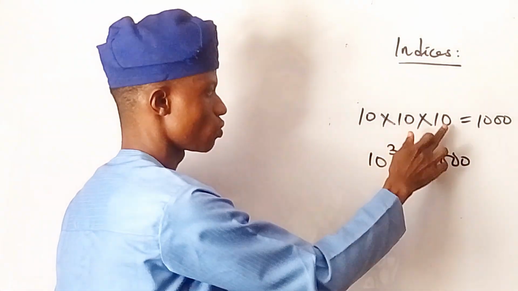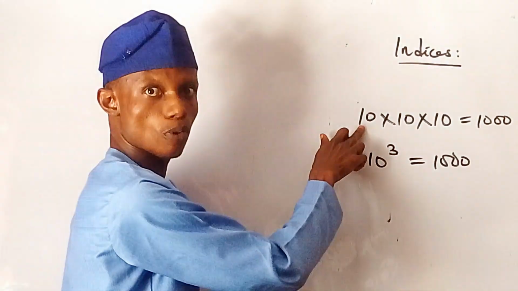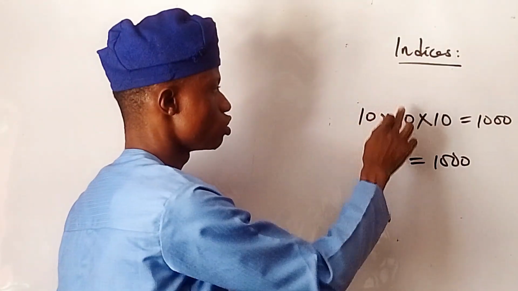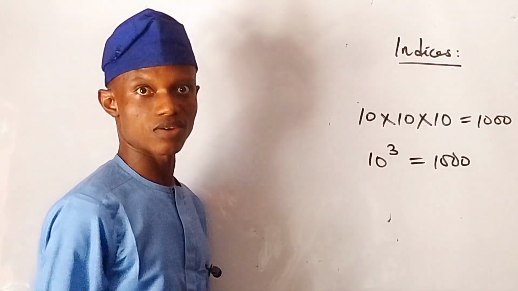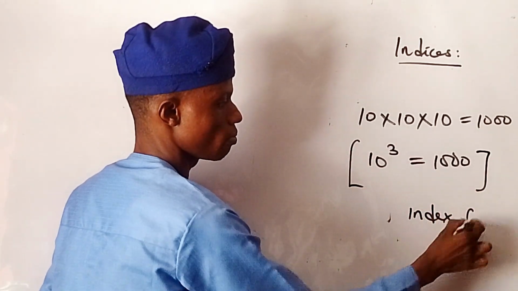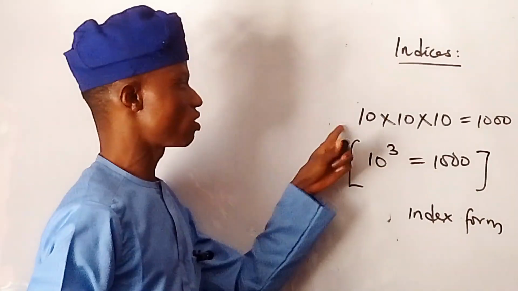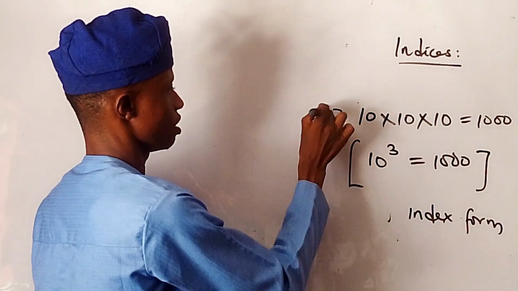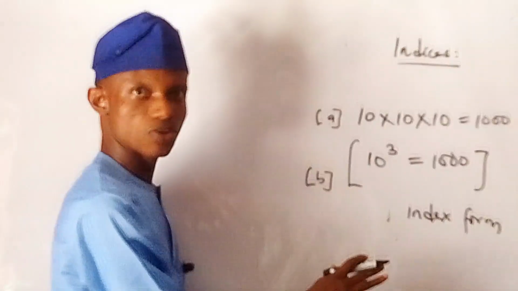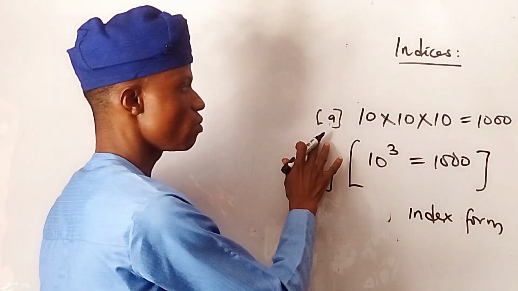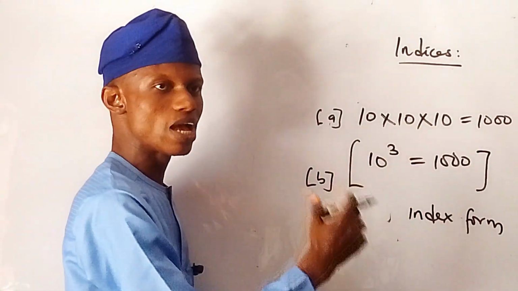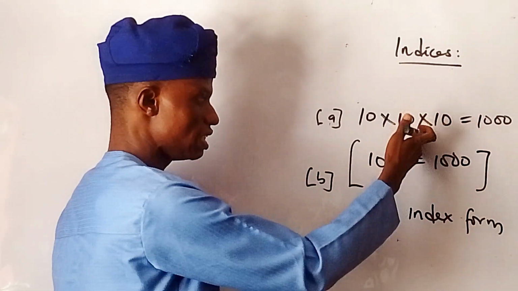1, 2, 3. The base, which is the number we are multiplying, is 10. In how many places are we multiplying 10? In 3 places. 1, 2, 3. The product is still 1000. So this becomes the index form of what we have done here. Let us call this A and let us call this B. The same value, the same process, but different expression. In A, we are repeatedly multiplying 10 in 3 places, 1, 2, 3. But in B, we are expressing our multiplication in index form.